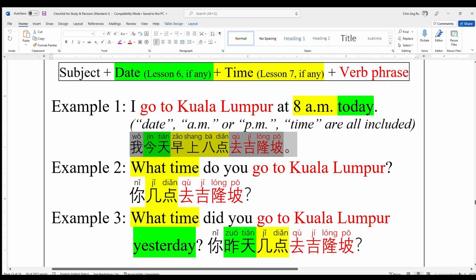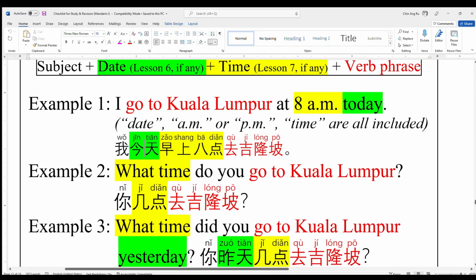我今天早上8点去吉隆坡。我今天早上8点去吉隆坡。So you see, after the subject, which is 我, I, I say the date 今天, then followed by the time 早上8点, and only then I say the action that I did: go to Kuala Lumpur, 去吉隆坡.